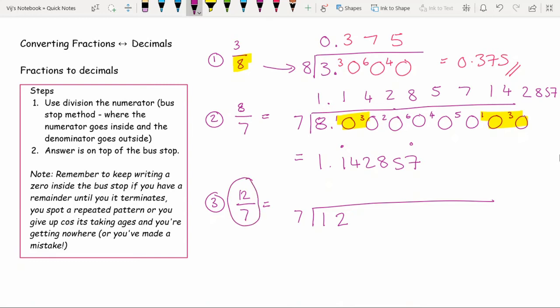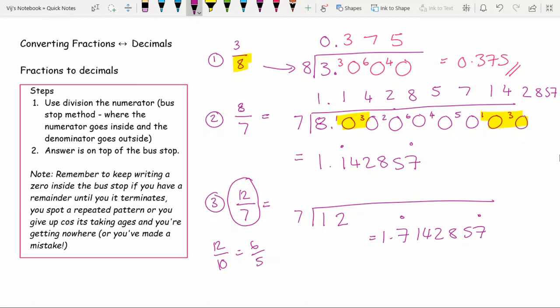For argument's sake, if I had 12 over 10, then I could simplify this as 6 over 5. What you're working with is the same sort of fraction, and you'll get the same answer, but you're working with smaller numbers, and smaller numbers are definitely a lot easier to work with. So here we're going 7 into 12. If you want to have a go at working this one out, you can do, and you should have the answer of 1.714287 with those two recurring.